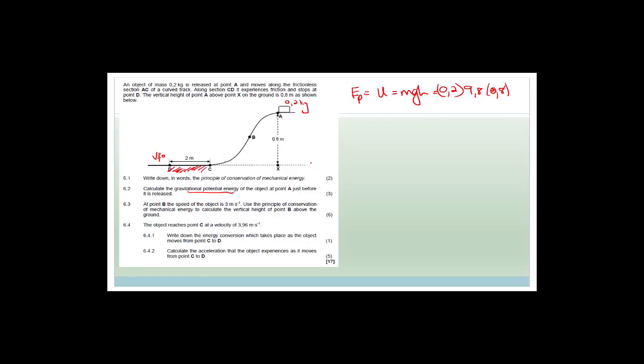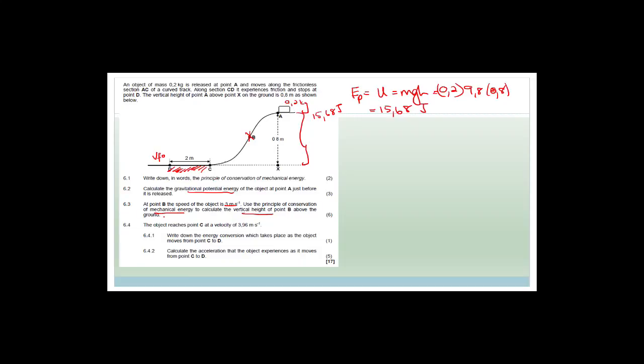So therefore we can say 0.2 times 9.8 times 0.8 is equal to 15.68 joules. So that's how much energy he has when he gets here, 15.68 joules. Right. Now it says at point B, the speed of the object is 3 meters per second. Use the principle of conservation of mechanical energy to calculate the vertical height at point B above the ground.